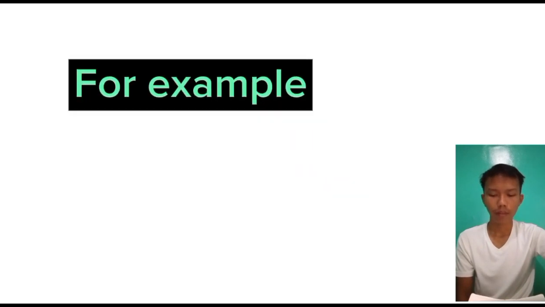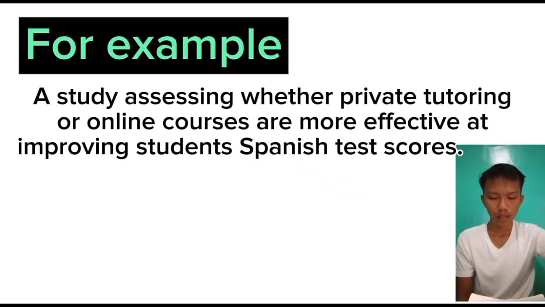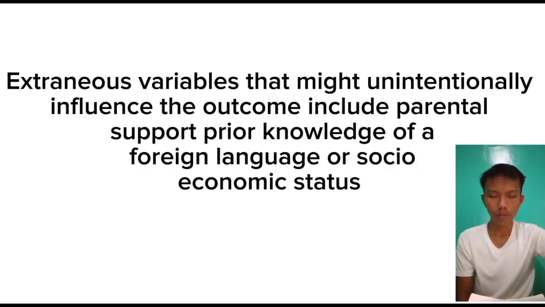For example, a study assessing whether private tutoring or online courses are more effective at improving students' Spanish test scores. Extraneous variables that might unintentionally influence the outcome include parental support, prior knowledge of a foreign language, or socioeconomic status.